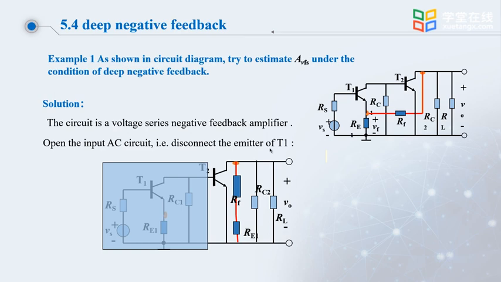There are 4 steps for all circuit analysis satisfying deep negative feedback conditions. Let's figure it out with an example.